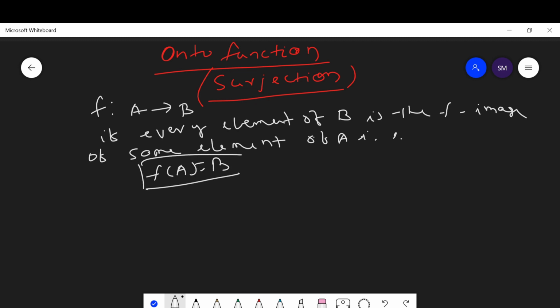Each element of B has a pre-image in set A. This means f(A) is equal to B, which implies that the range of f is the codomain of f. Let us discuss an example for better understanding.